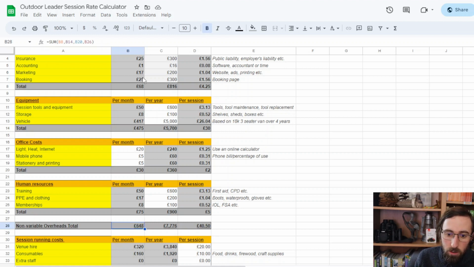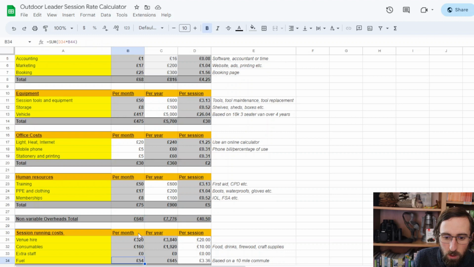So based on the numbers I've entered here, I'll be spending about £650 per month on overheads. So that means I have to earn at least £650 to be in the green and not disappearing underwater.